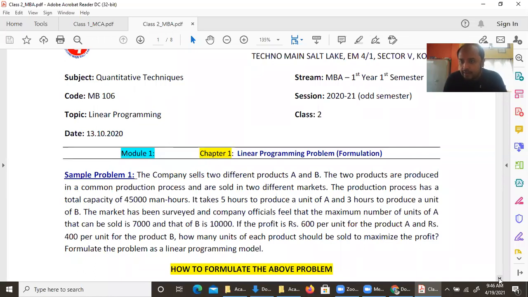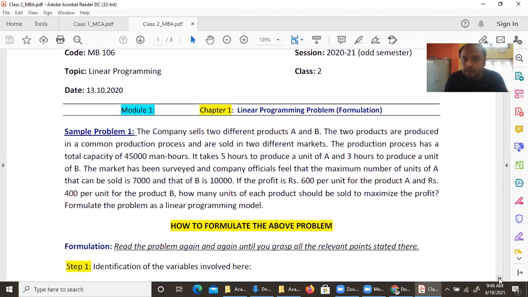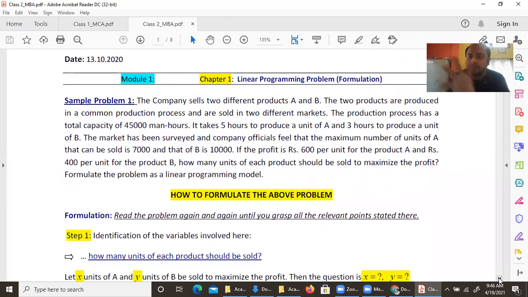So today I'm going to discuss very briefly how to formulate a linear programming problem and what are the different parts of a linear programming problem. Okay, so let's start. Now you see, let us consider this sample problem. If you have pen and paper in front of you, we can copy this problem. The problem says that the company sells two different products, capital A and capital B. The two products are produced in a common production process and are sold in two different markets.